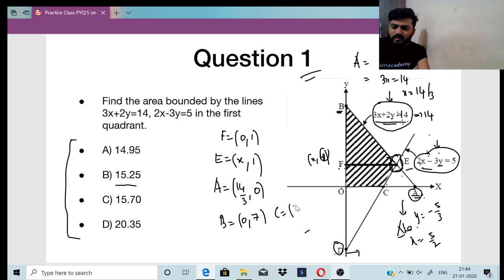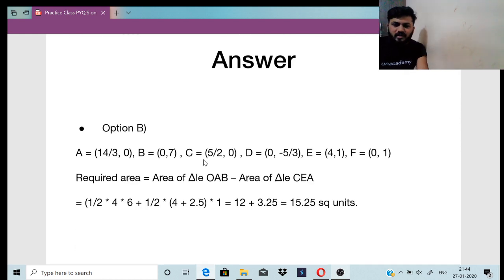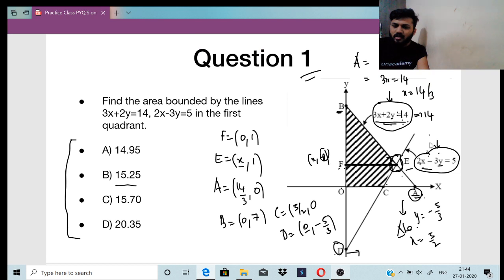So C will be 5 by 2, 0. And D will be 0, minus 5 by 3, right? Now only A is left. E is left, so we'll get the value of E also as 4, 1, right? Solving these both equations, putting y equals 1, you'll get the value of x equals 4, so E becomes 4, 1. Everyone understood this? Understood this clearly?